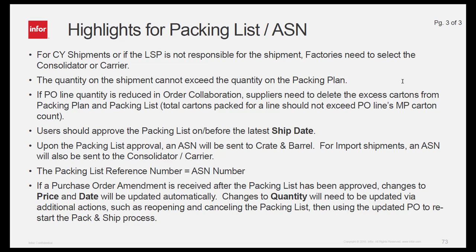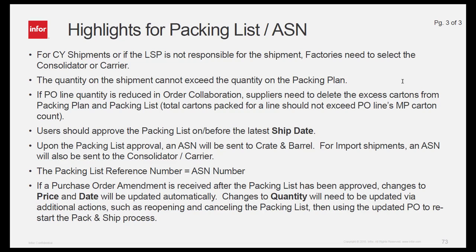And now onto the last highlight page before we go into the system and create a packing list. For CY shipments, or if the LSP is not responsible for the shipment, factories need to select the consolidator or carrier. The quantity on the shipment cannot exceed the quantity on the packing plan. If the PO quantity is reduced in order collaboration, supplier needs to delete the excess cartons from the packing plan and the packing list. Again, this should be done previous to any movement forward.